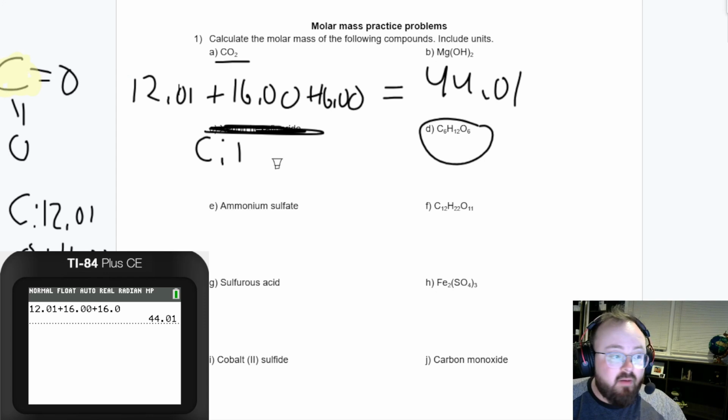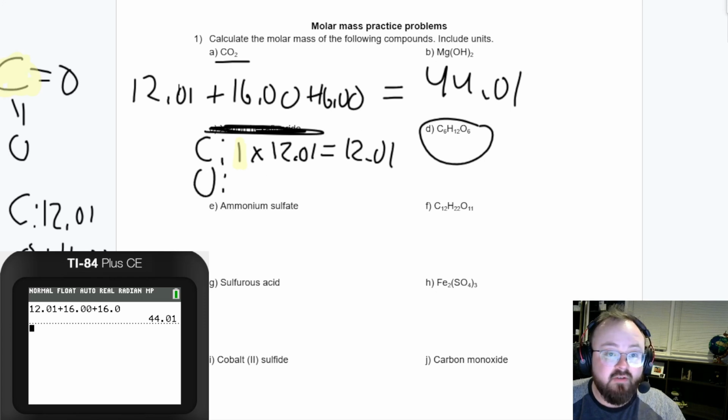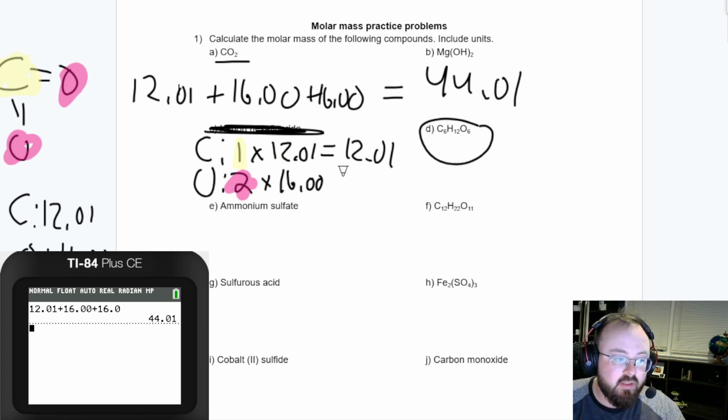We have one carbon atom, so that's where this 1 comes from, multiplied by whatever our atomic mass is, which in this case is 12.01. This would give us 12.01. And then for oxygen, we're going to do the same thing. Oxygen has 2 atoms of oxygen. That's from our chemical formula. So we're going to have a 2 here, and I'm just color coordinating to show us where this is coming from. Multiply it by 16.00. Put that into a calculator. You can get 32.00, and then we just add them up.